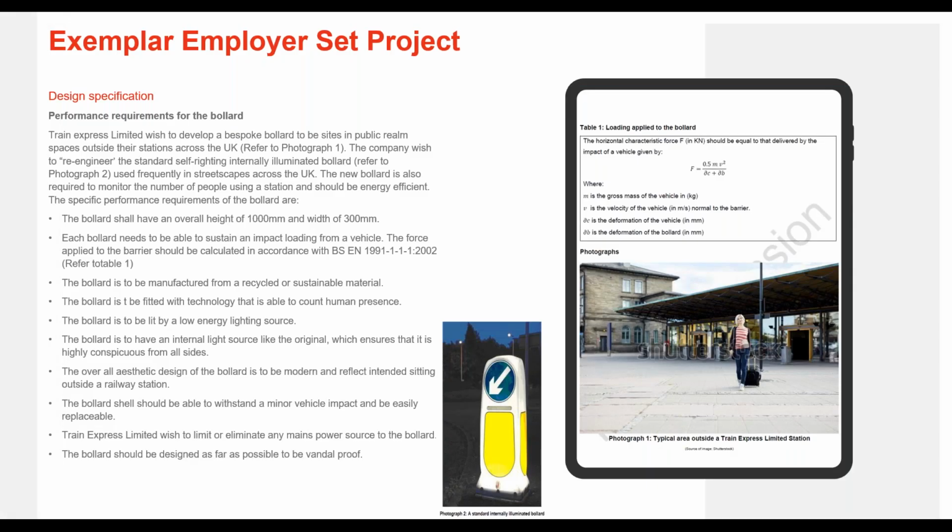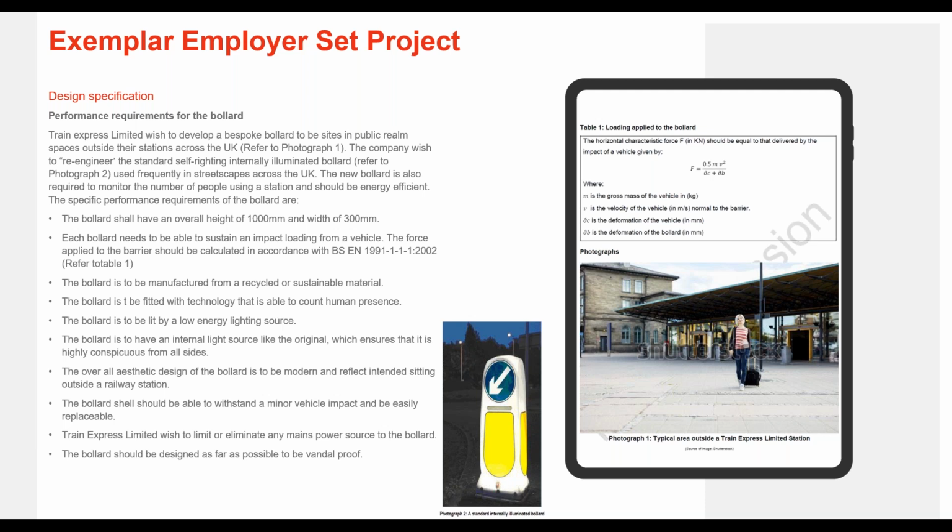So this screen is showing the scenario for the employer set project, which is linked to the D&D pathway, with this one being a sample assessment. The idea is the learner reads the design brief, design specification form. So in this case, which you can see on screen, is a bollard, which will be placed outside of a train station. This would need to be re-engineered. So the learner will need to carry out research and come up with an alternative bollard, which will need some key features. It must be a certain height and needs to withstand minor vehicle impact. The bollard is to be manufactured from recycled materials, and also fitted with some new technology, to see how many people walk past the train station at certain times.